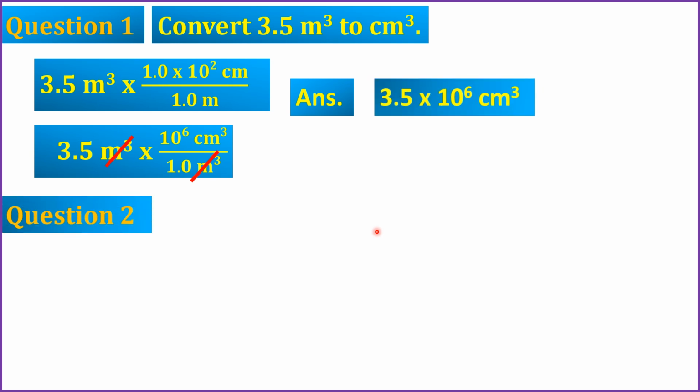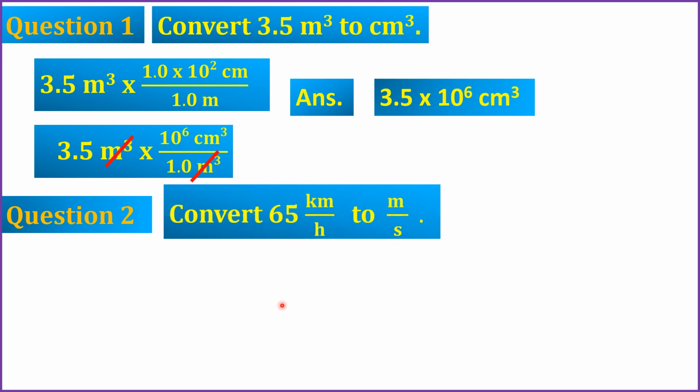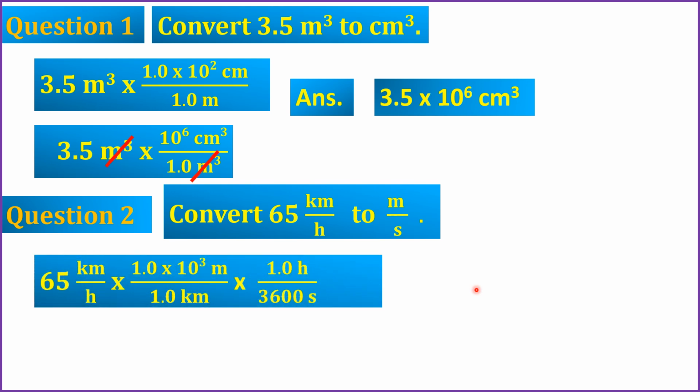For question number 2, suppose we are asked to convert 65 kilometers per hour to meters per second. Alright? So we write down 65 kilometers per hour and then multiply this by the conversion factor where the unit kilometer is written in the denominator, while its equivalent in meter, which is 1000 meter, is written in the numerator, so that we will be able to cancel out the unit kilometer.